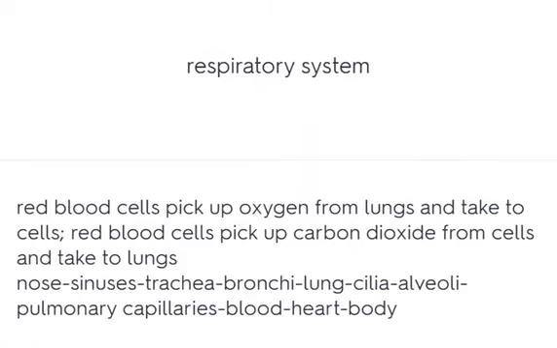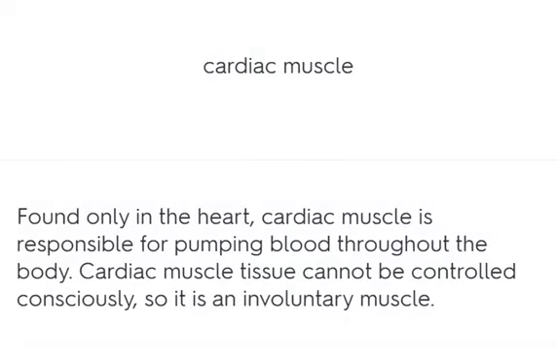Respiratory system. Red blood cells pick up oxygen from lungs and take to cells. Red blood cells pick up carbon dioxide from cells and take to lungs. Nose, sinuses, trachea, bronchi, lung, cilia, alveoli, pulmonary, capillaries, blood, heart, body. Excretory system. Digestive system. Visceral muscle. Cardiac muscle, found only in the heart. Cardiac muscle is responsible for pumping blood throughout the body. Cardiac muscle tissue cannot be controlled consciously, so it is an involuntary muscle.